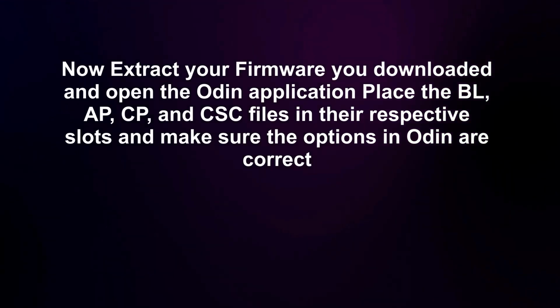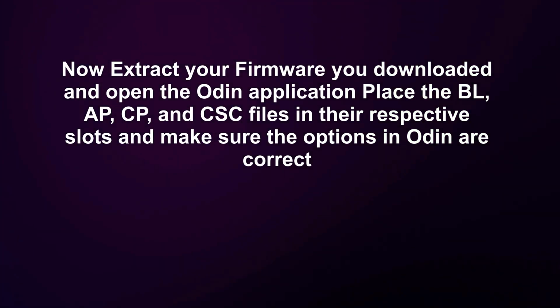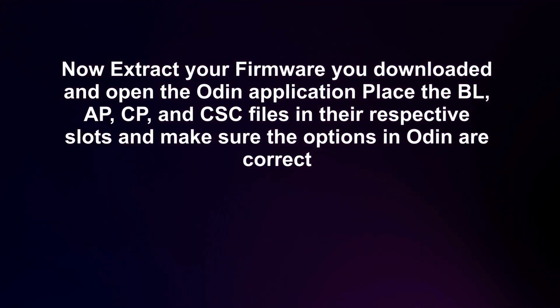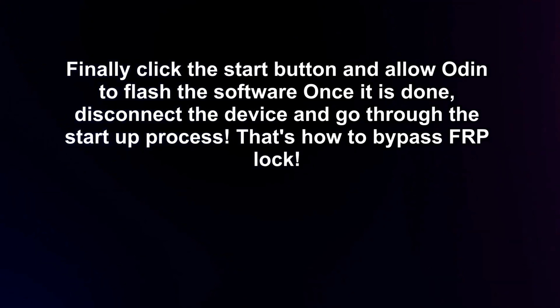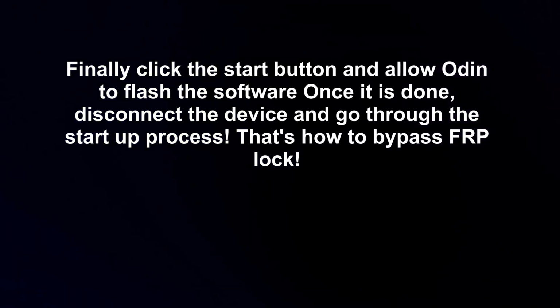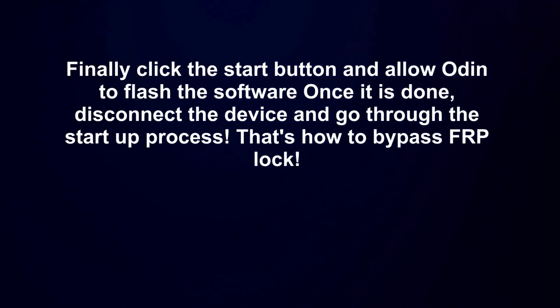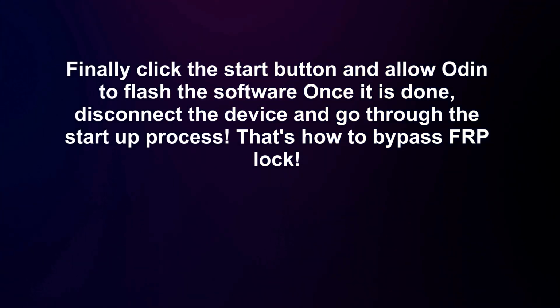Place the BL, AP, CP, and CSC files in their respective slots and make sure the options in Odin are correct. Finally, click the Start button and allow Odin to flash the software. Once it is done, disconnect the device and go through the startup process. That's how to bypass FRP lock.